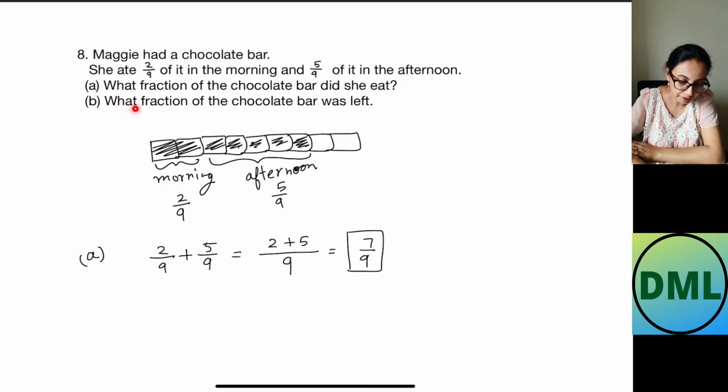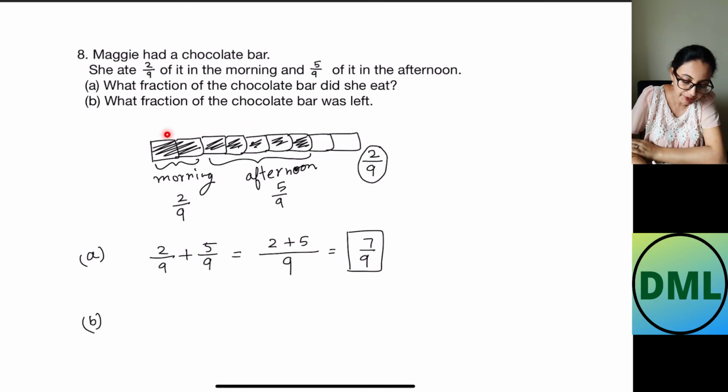Now I need to find what fraction of the chocolate bar was left. As you can see, how many parts are left? 2 parts are left. I need to represent these 2 parts in the form of a fraction. How do I represent that? Total parts 9. Out of that, 2 parts are unshaded. That means my answer is 2 by 9. Let's find this answer by a different method.